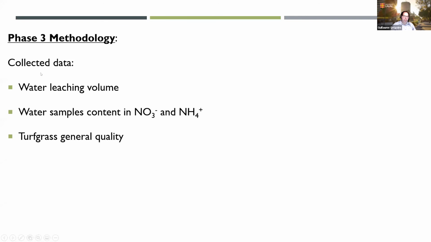Data that we collected: water leaching volume, which we collected with our tipping buckets; water samples for nitrate N and ammonium N content; and we also look at turfgrass general quality. So for these data, water leaching volume is in real time, water sampling is each day, and turf general quality is 4 times per year.